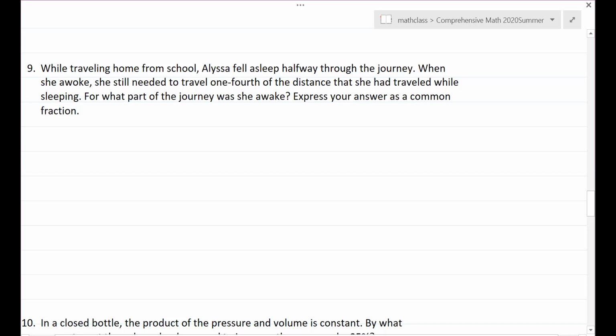We can assume the distance between the school and the home is just 1. So we just said it's 1. Starting from the middle point, halfway, that means middle point, right? She fell asleep halfway through the journey, so that is going to be the midpoint. So we let X denote the remaining distance she still needed to travel.